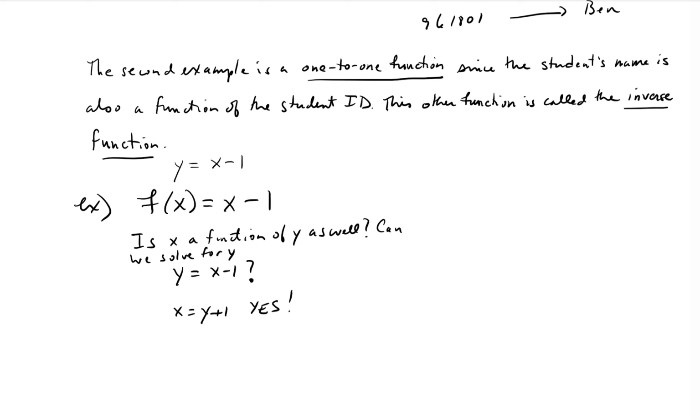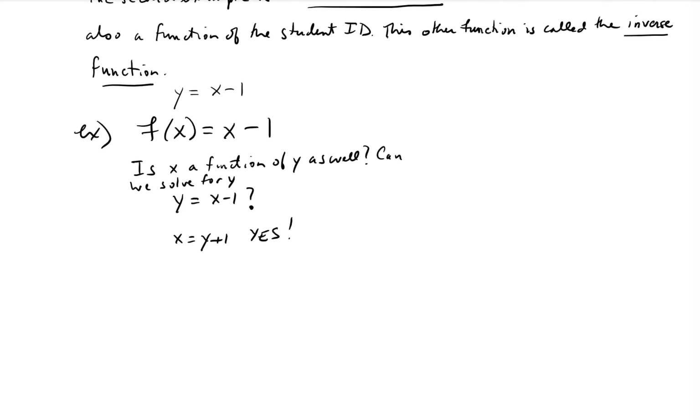So graphically, what do we have here? Maybe I can show you how we can determine graphically if you've got a function that's 1 to 1. Let me first graph y equals x minus 1. This is the graph of a line, slope 1, y-intercept minus 1. So it looks like that.